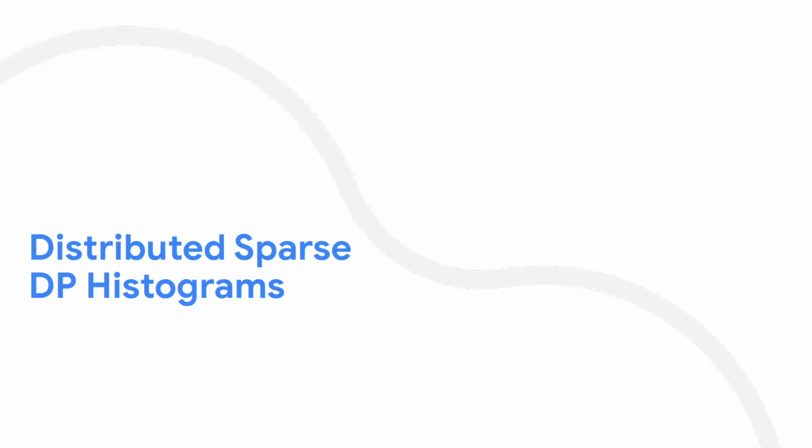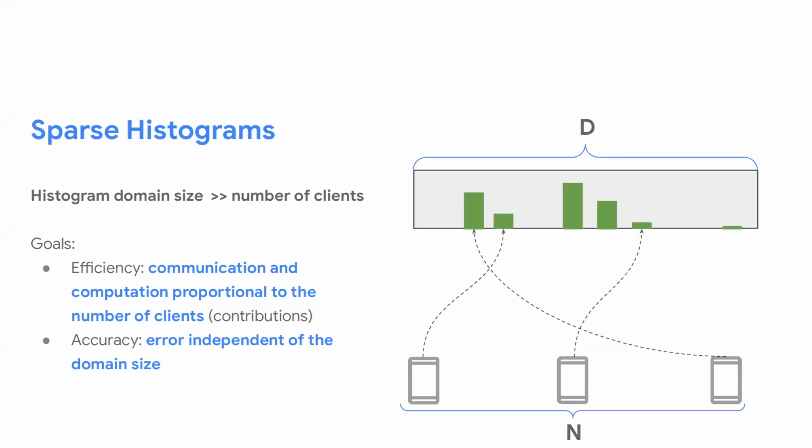I just wanted to tell you what's hard, what we don't know how to do with the single server, and what we ended up doing with 2 servers, because even with 2 servers, it was kind of hard. So this is the question of sparse histograms. What is a sparse histogram? It is when the histogram domain is much larger than the number of clients you have.